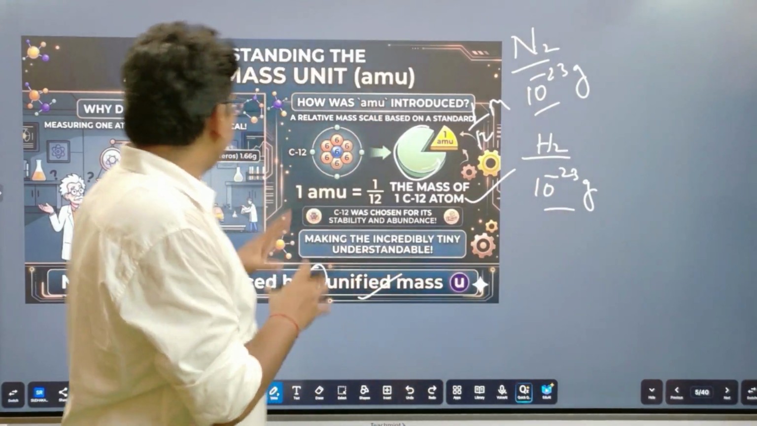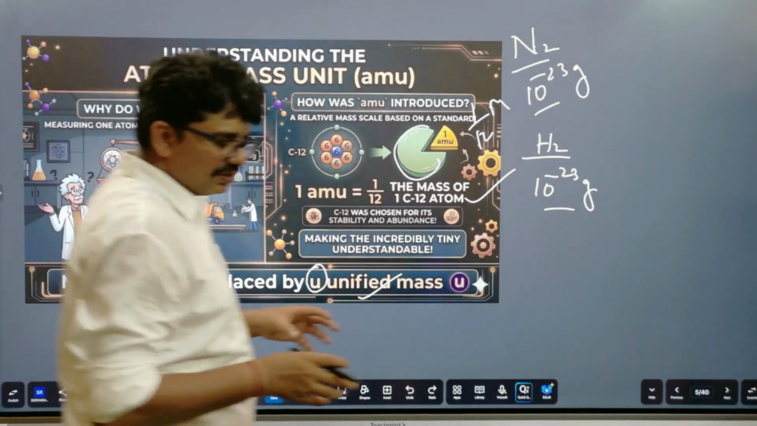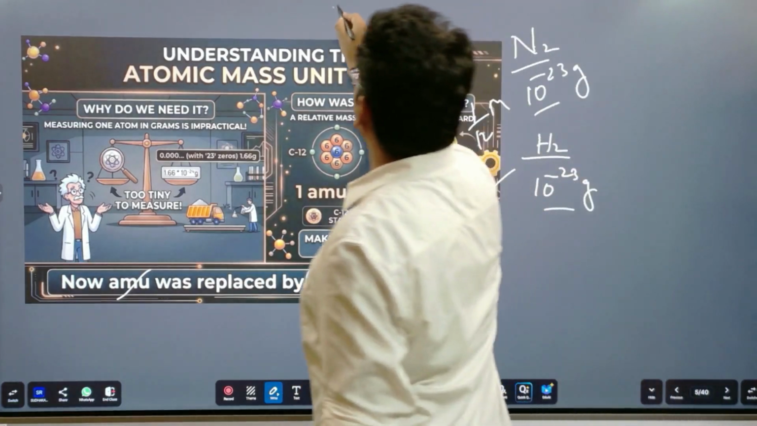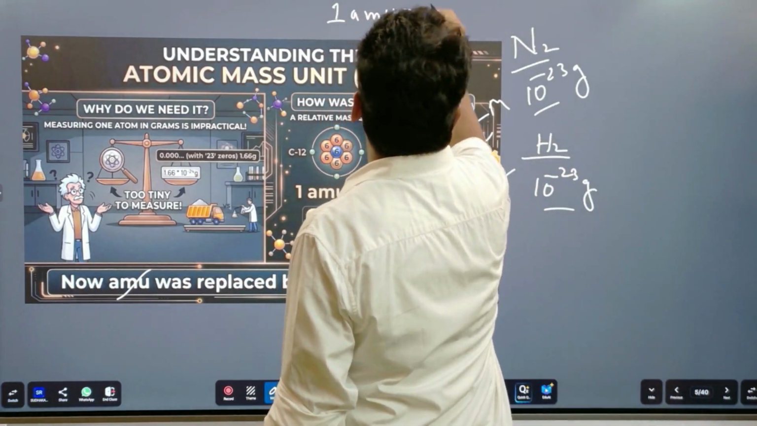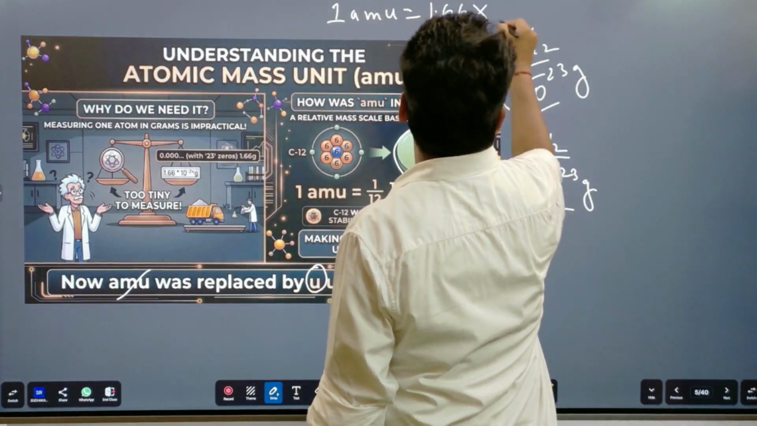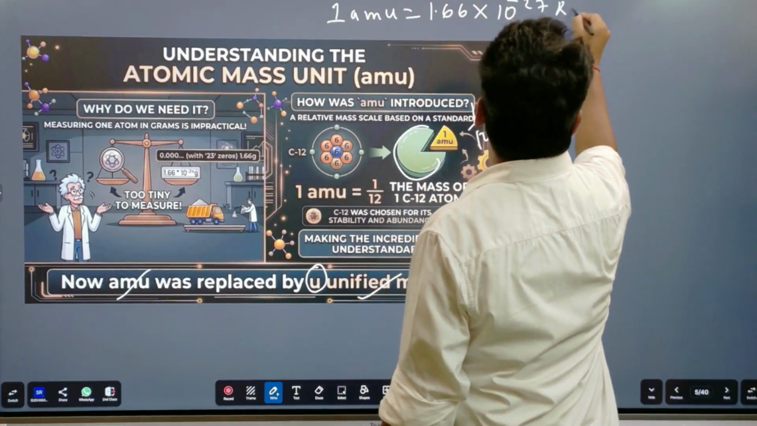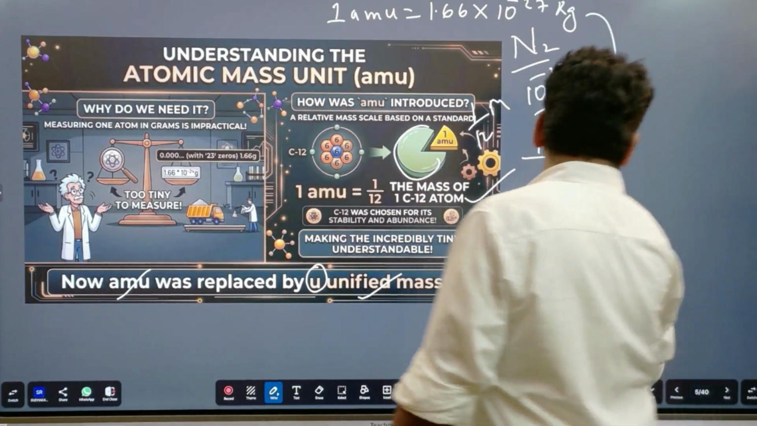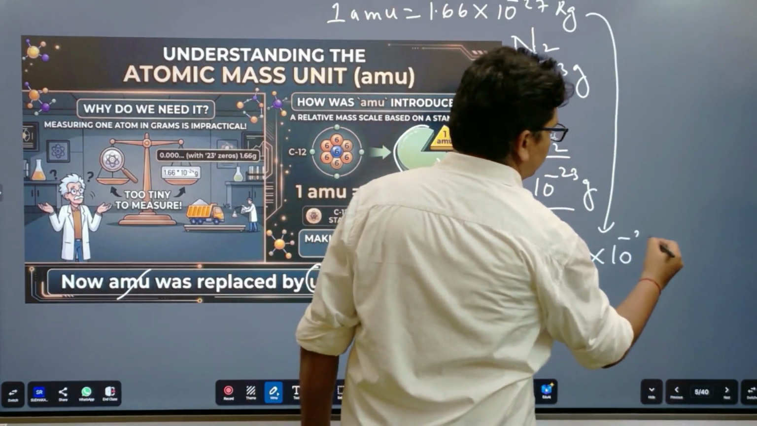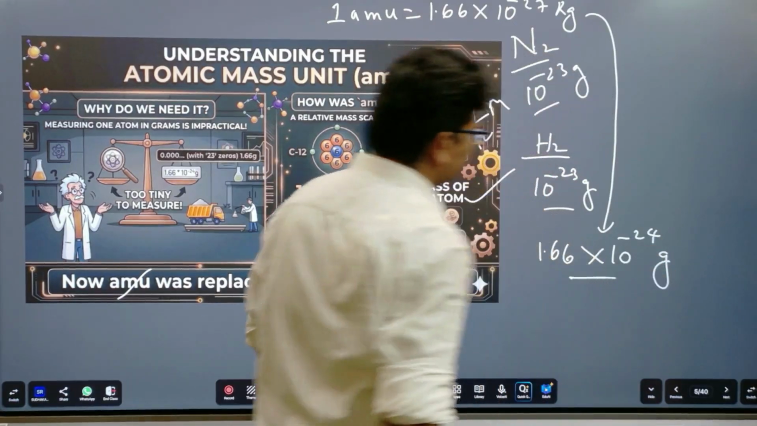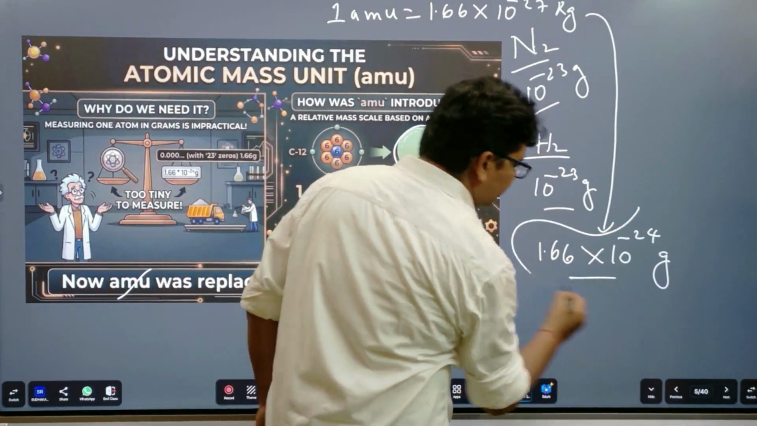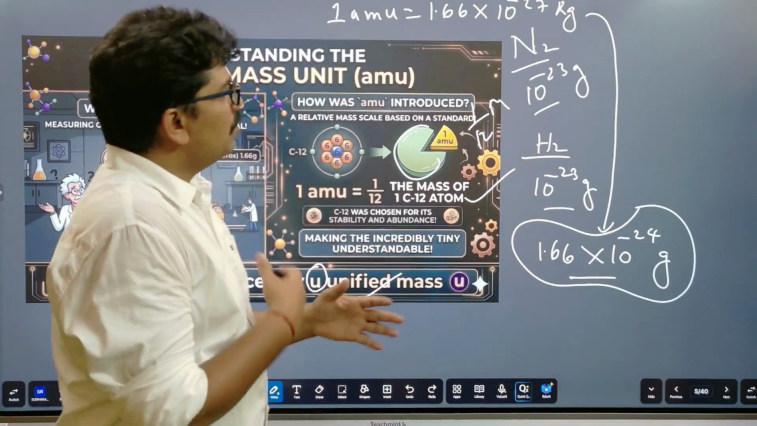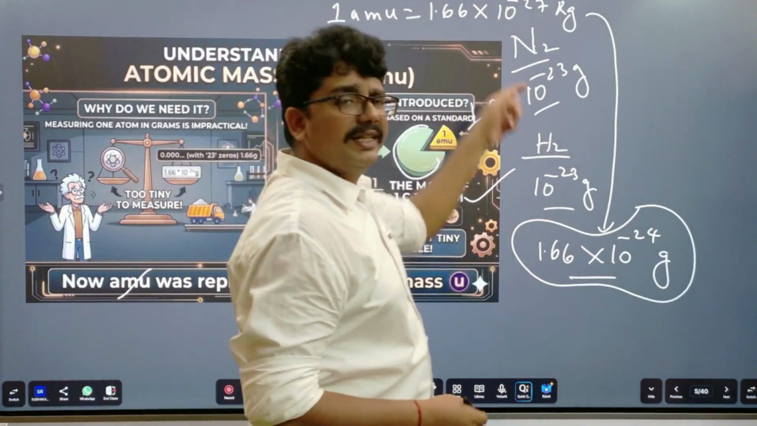So study and calculations are difficult with the smallest numbers. So that's why AMU was introduced. AMU is the smallest unit. And 1 AMU is equal to 1.66 into 10 power minus 27 kilograms. Or you can write 1.66 into 10 power minus 24 grams. So this amount, 1.66 into 10 power minus 24 grams, is taken as 1 AMU. Now we measure the mass of nitrogen in terms of AMU.